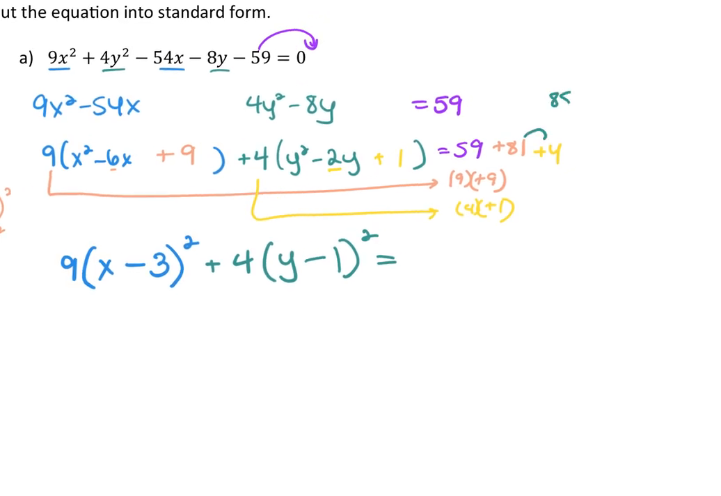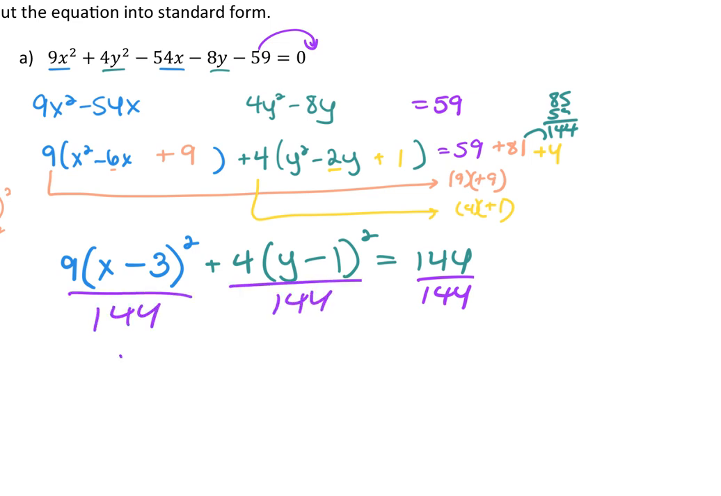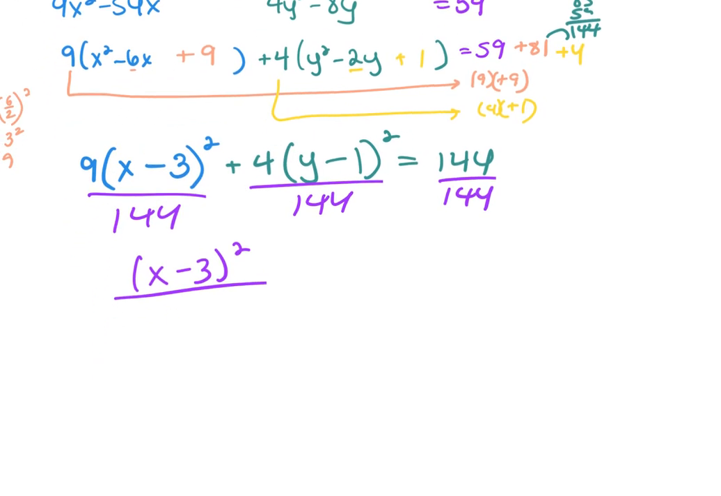And this is 85 plus 59, which is 144. And then wouldn't you add 4 to 59 plus? I actually have to divide. So now I've got to get it equal to 1. I'm going to divide everything by 144. 16, right? Yep.